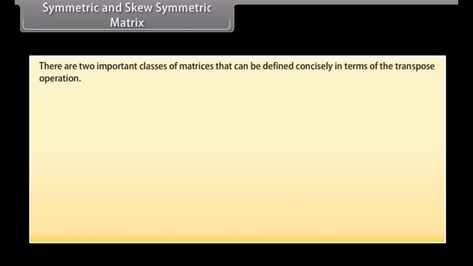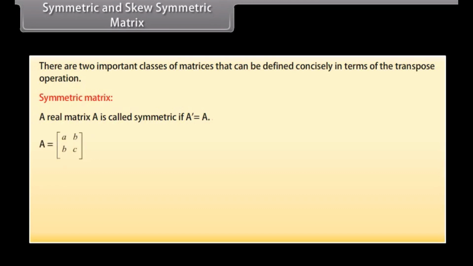Symmetric and skew symmetric matrix. There are two important classes of matrices that can be defined concisely in terms of the transpose operation. Symmetric matrix. A real matrix A is called symmetric if transpose of matrix A is equal to matrix A. A is a general 2 by 2 symmetric matrix.